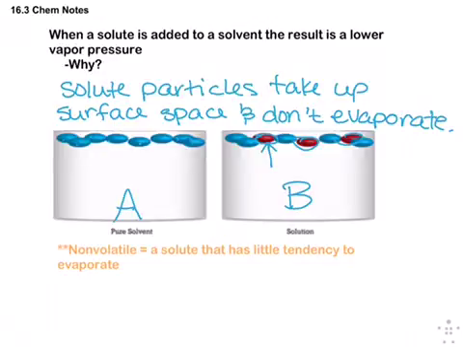So then here's another term you're going to come across in this section, another one that I feel doesn't mean what it should mean. Non-volatile is a solute that has no likelihood of evaporating. It's not likely to evaporate. And so this red particle right here would be an example of a non-volatile solute because it's not likely to evaporate. It takes up space, but it is not going to evaporate.